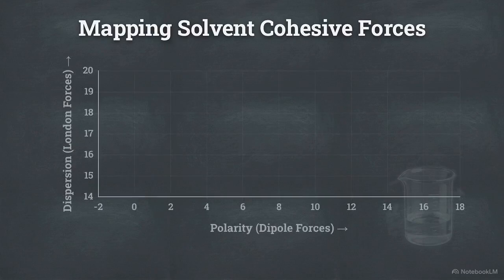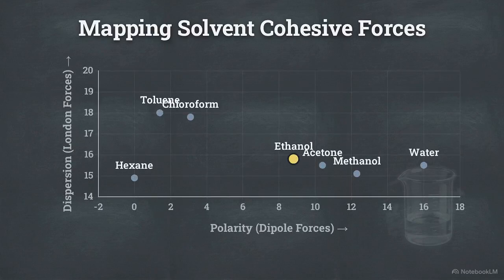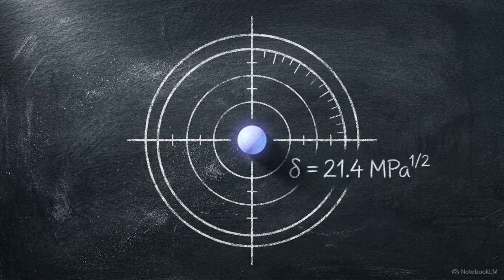Rather than relying on broad categories of polar and nonpolar, scientists use Hildebrand solubility parameters to quantify cohesive forces mathematically, assigning precise numerical values to the solvent power of a given liquid.